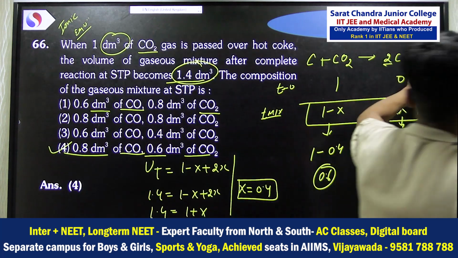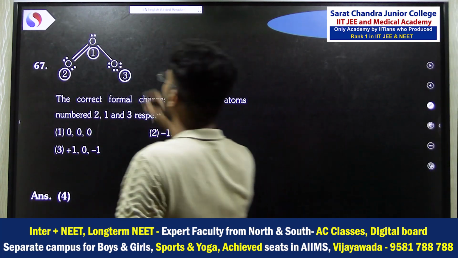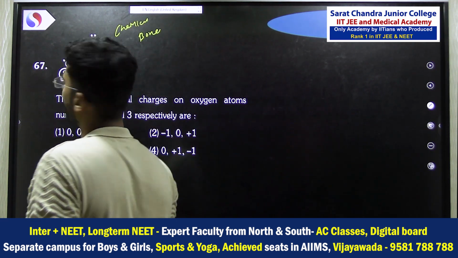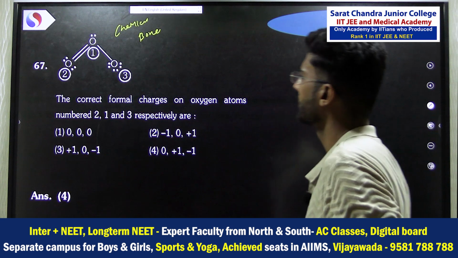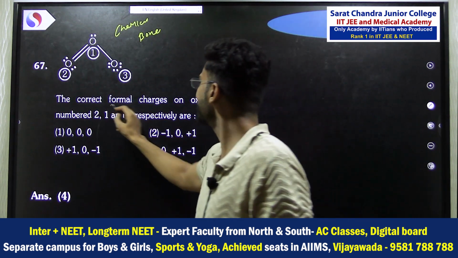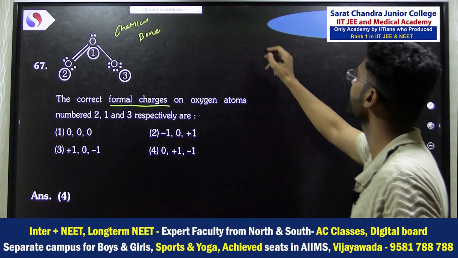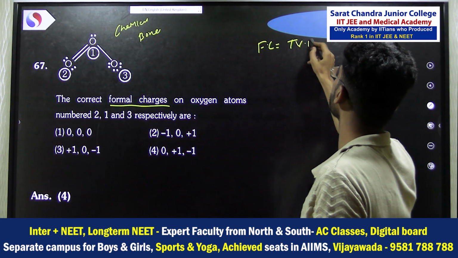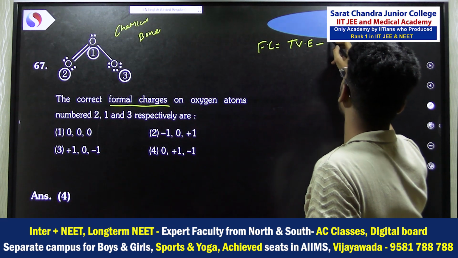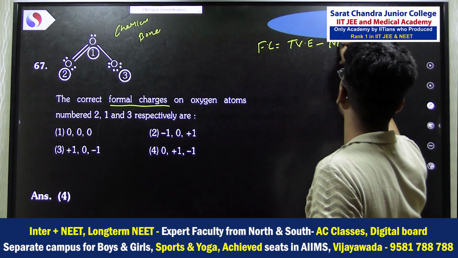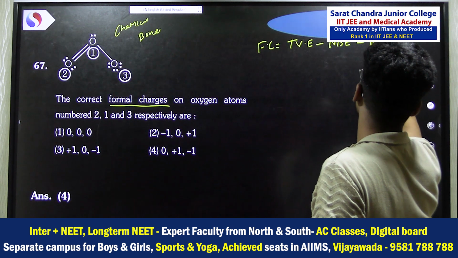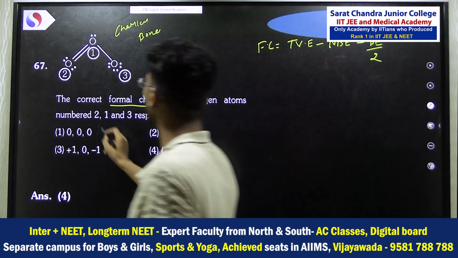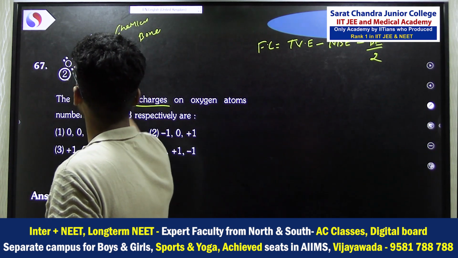Same way. Okay, again this is chemical bonding, a simple question. You have to tell the formal charge. What is the formula of formal charge? Formal charge is total valence electrons minus number of non-bonded electrons minus bonded electrons divided by 2. So you have to tell respectively 2, 1 and 3. So this is 2, this is 1 and 3.